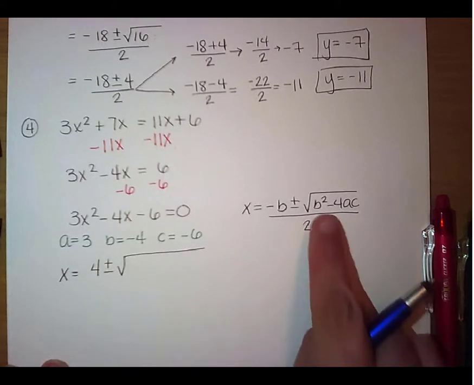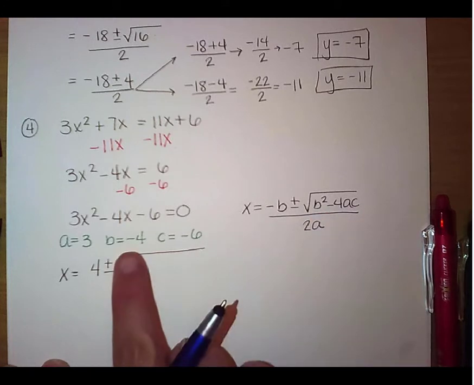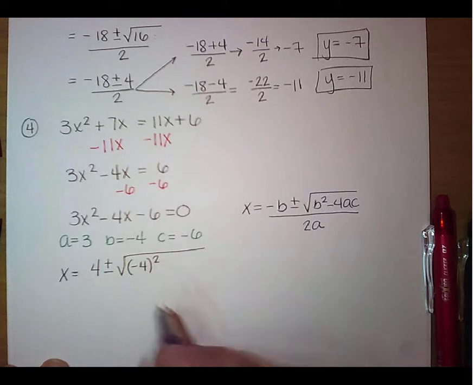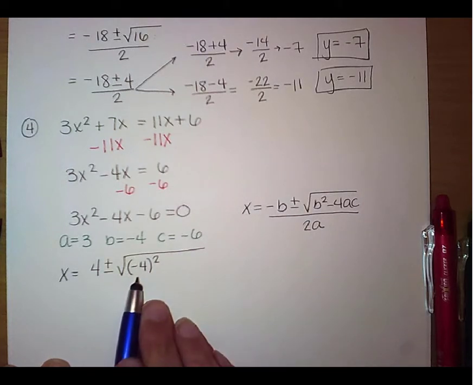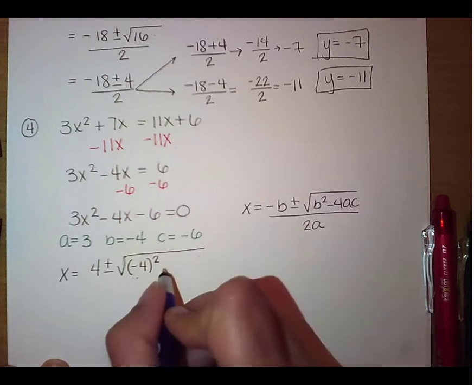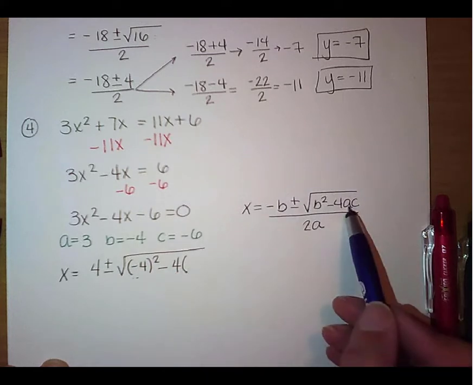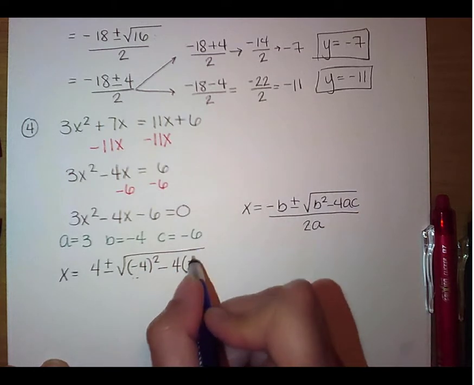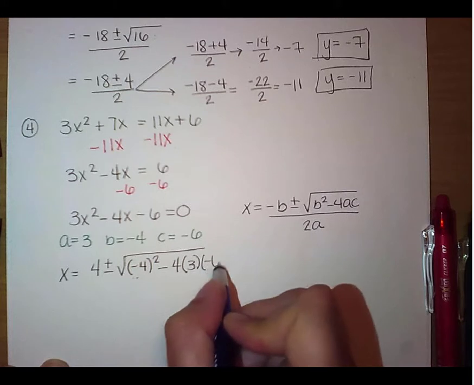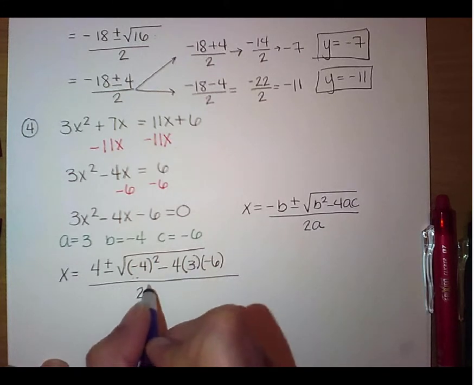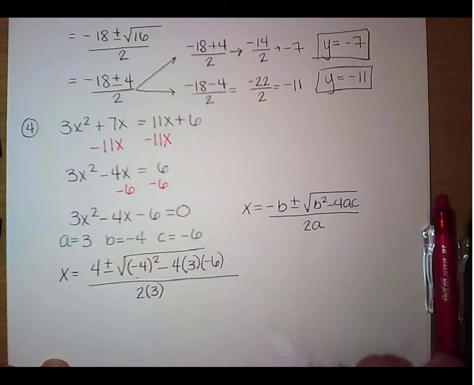Then we're going to do our b squared. Again, our b is -4, so we're going to do (-4) squared. Notice that I put that in parentheses because I want to make sure you understand that when we square this, we are doing a -4 times a -4, minus 4 times a, which is 3, times c, which is -6, all over 2 times a again, which is 3.